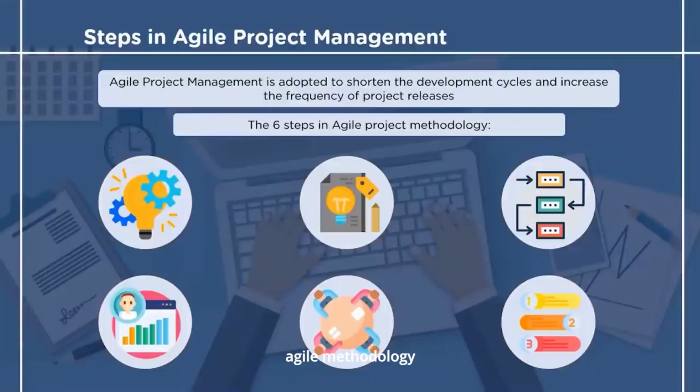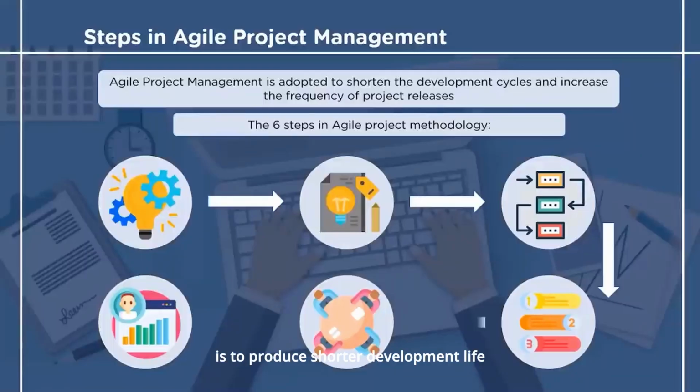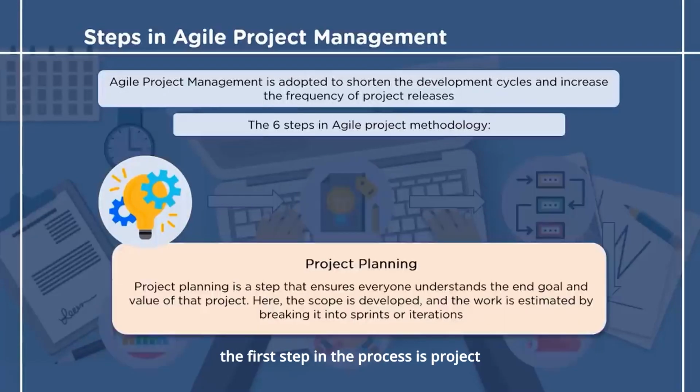The goal of Agile methodology is to produce shorter development life cycles and more frequent product releases than traditional waterfall project management. So we will now check 6 steps in Agile project methodology. The first step in the process is project planning. Project planning includes feasibility study, development of scope, breaking the project into executable tasks or sprints, and then estimating the amount of time needed to complete those sprints.